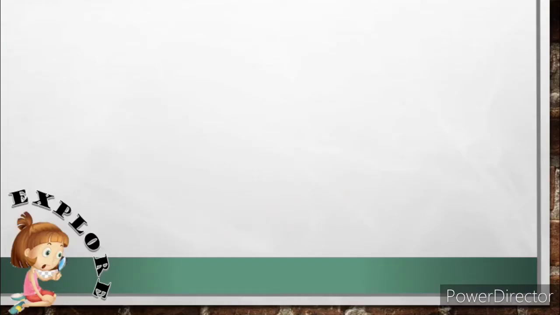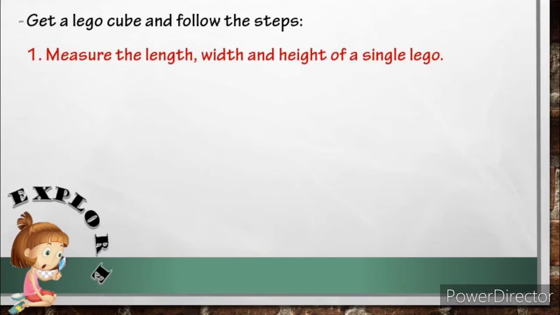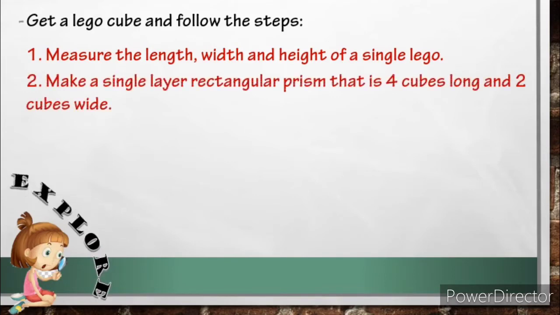Now, let's have an activity. Get a Lego cube and follow the steps. Step 1. Measure the length, the width, and the height of a single Lego. Make sure that the Lego is cube in shape. Number 2. Make a single layer rectangular prism that is 4 cubes long and 2 cubes wide.